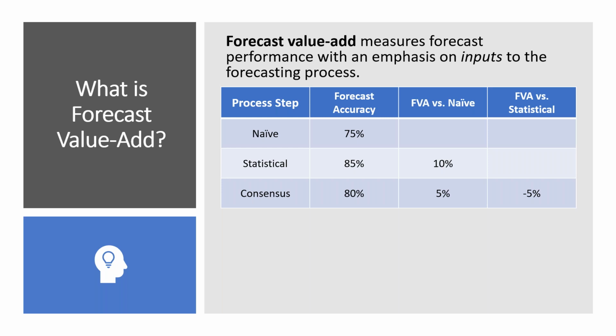Forecast value add is effectively a reporting method to help us measure forecast accuracy with a particular emphasis on the inputs to our forecasting process. Most organizations are going to have a multi-layered forecasting process, whether it's part of a formal S&OP or IBP, or even just a more informal process. Usually we're generating some sort of baseline forecast. Could be as simple as a moving average or the same as last year, or hopefully you're using a tool like Forecast Pro to come up with the statistical forecast.